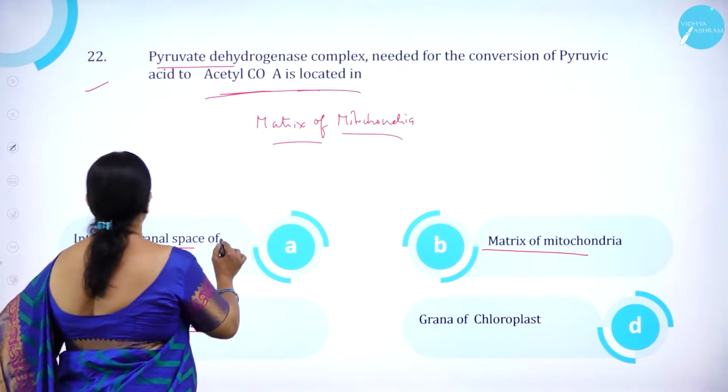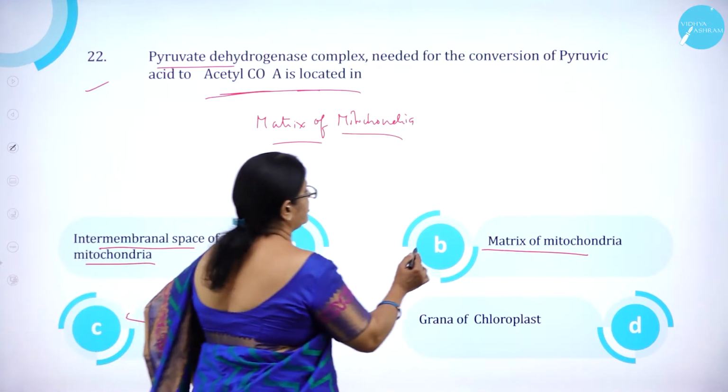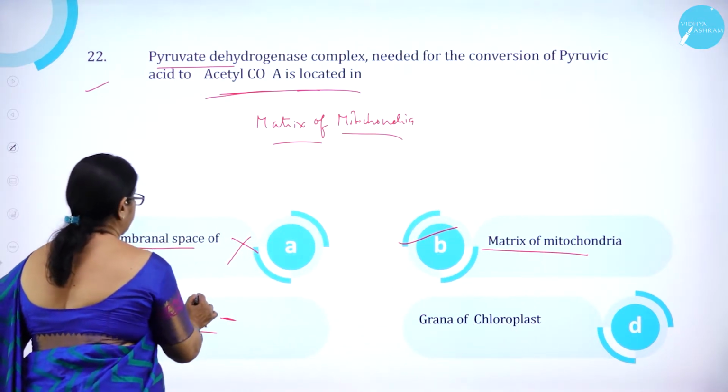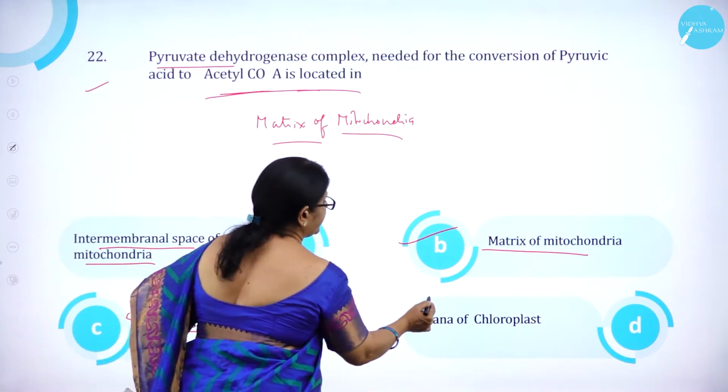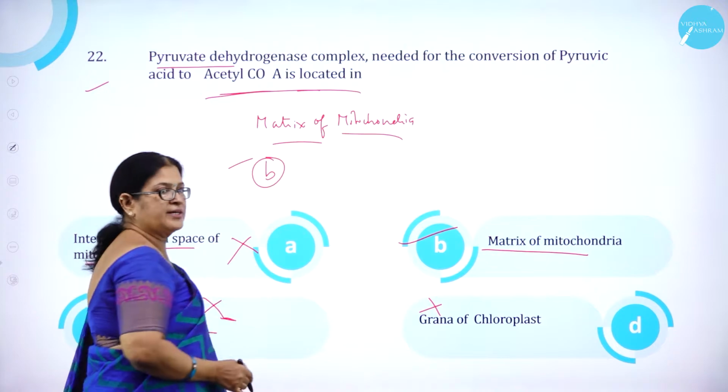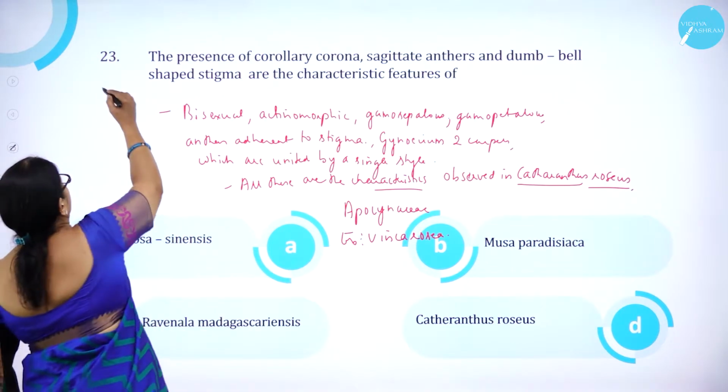So option A, intermembranous space of mitochondria is wrong. Option B, matrix of mitochondria is correct. Option C, cytoplasm is wrong. And option D, grana of chloroplast is wrong. So option B is correct. Moving on to question number 23.